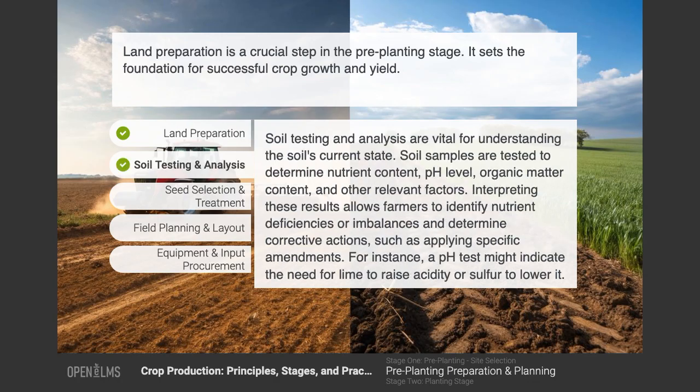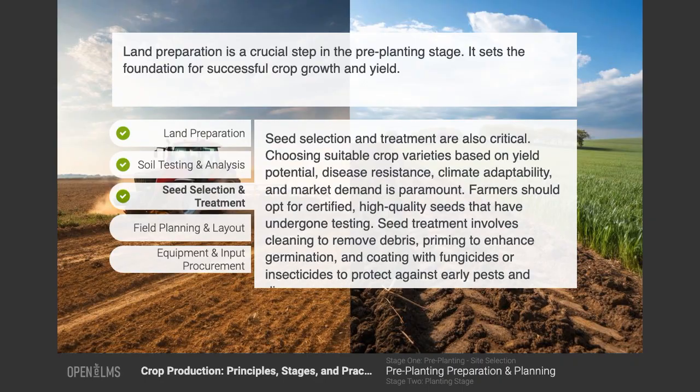Soil testing and analysis are vital for understanding the soil's current state. Soil samples are tested to determine nutrient content, pH level, organic matter content, and other relevant factors. Interpreting these results allows farmers to identify nutrient deficiencies or imbalances and determine corrective actions, such as applying specific amendments. For instance, a pH test might indicate the need for lime to raise acidity or sulfur to lower it.